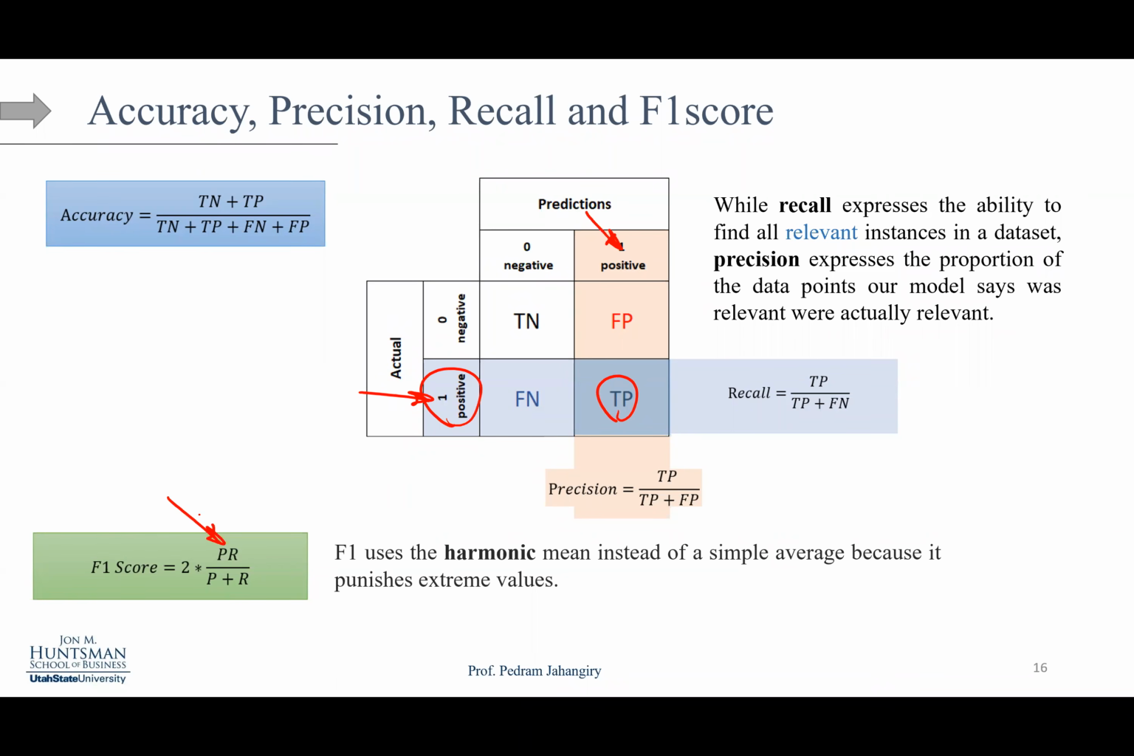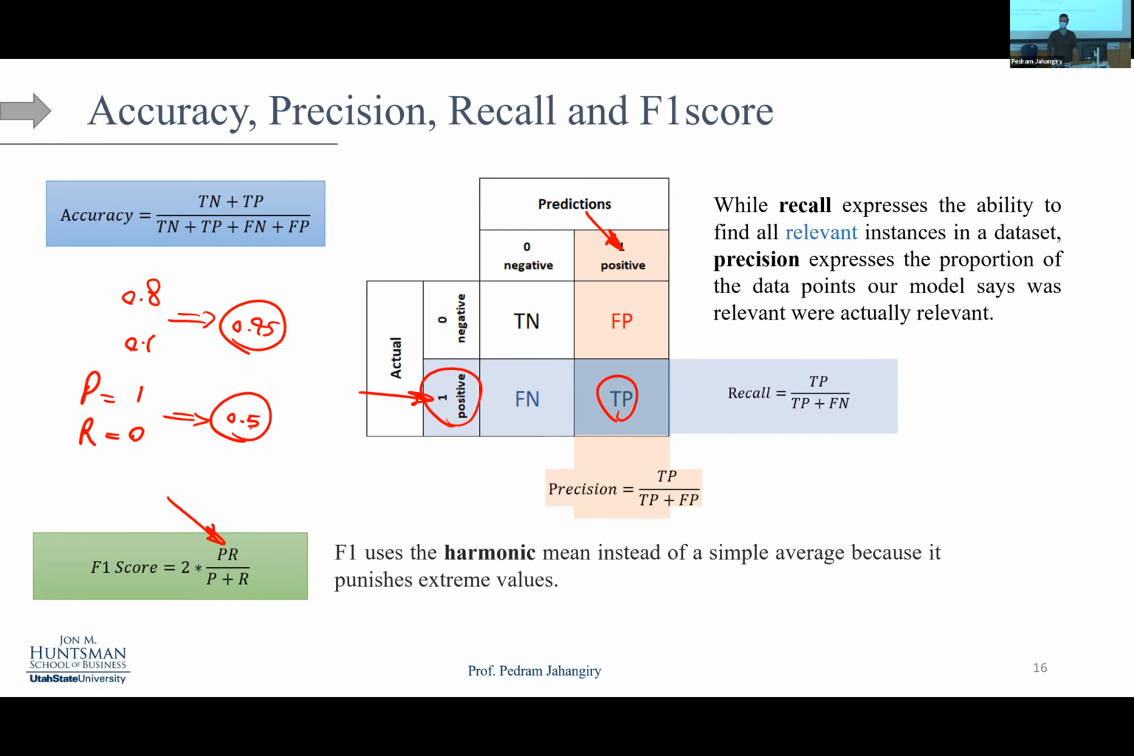So let's say I tell you that the precision is 80% and recall is, let's say, only 10%. How do you know whether this is a good model or a bad model? You can take a simple average and say 45%. But this simple average does a decent job only when these two numbers are close to each other. If they're extreme, let's say precision is equal to 100% and recall is equal to 0, and I take the average, I get 0.5. This is not a good indicator because the model has a recall of 0. Sometimes precision is 0 and recall is 1. That's not a good indicator either.